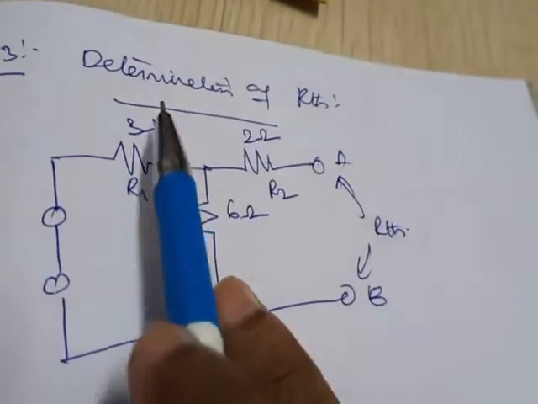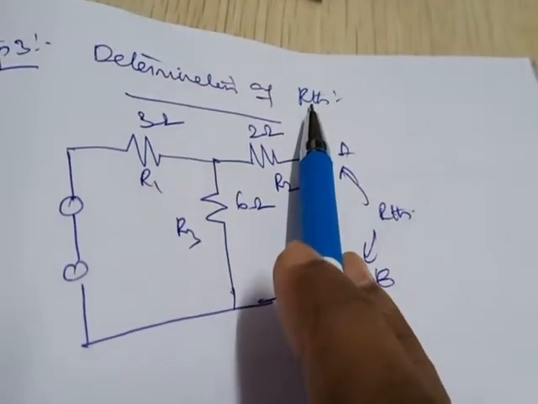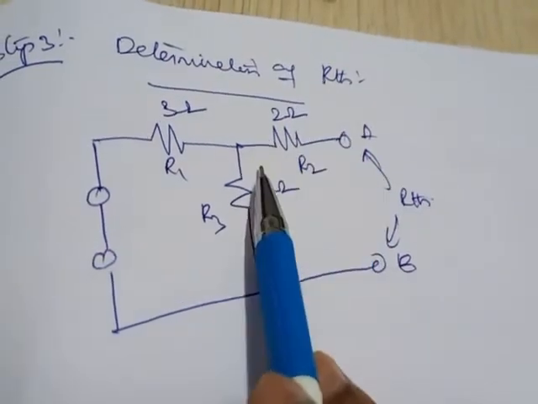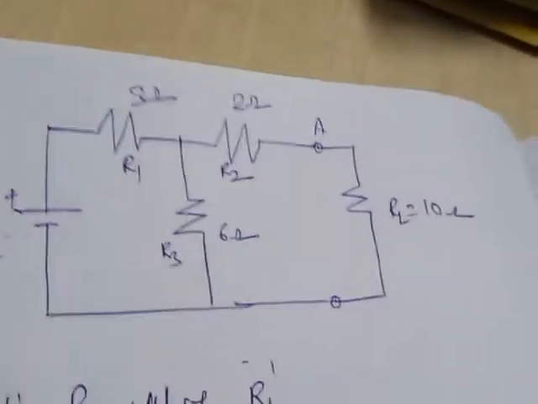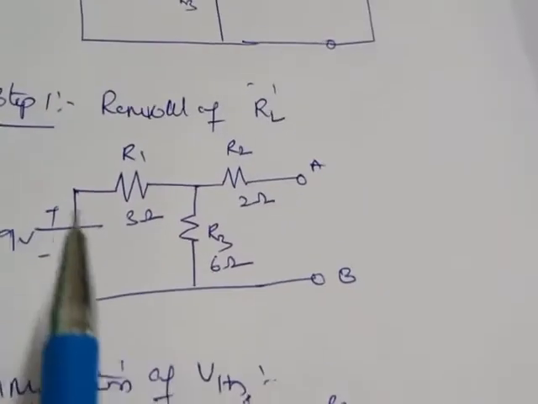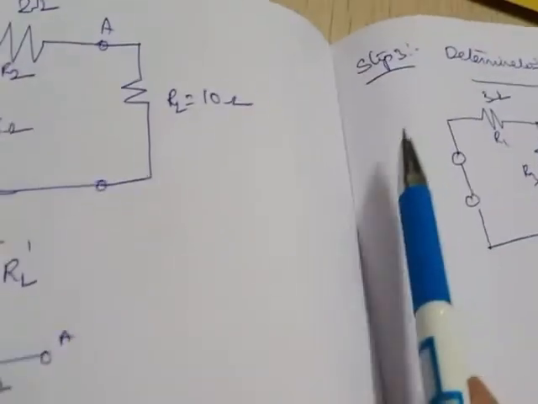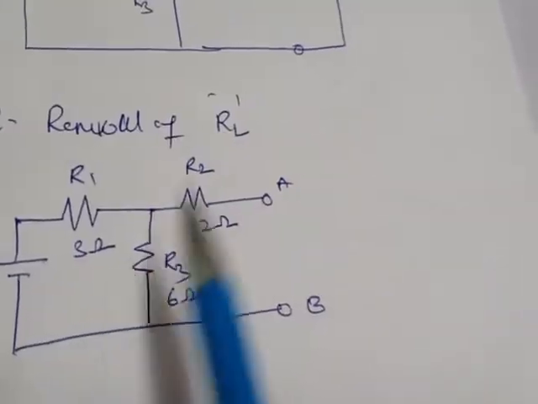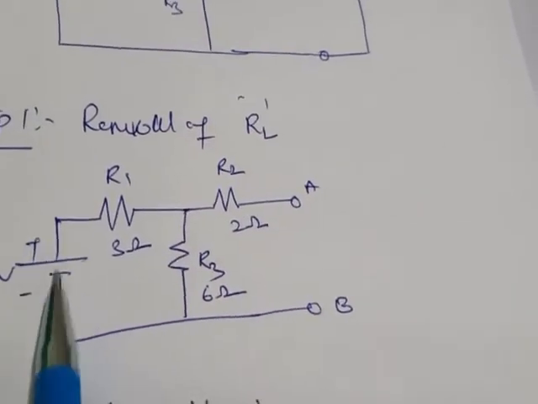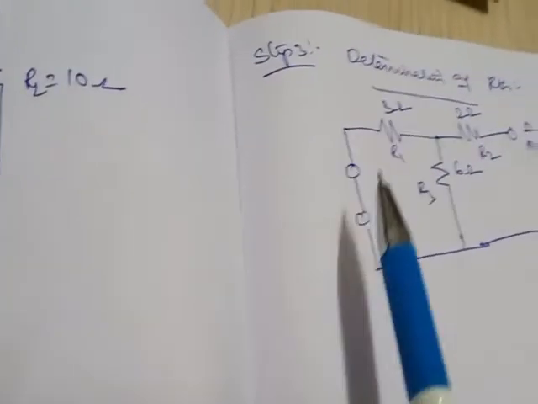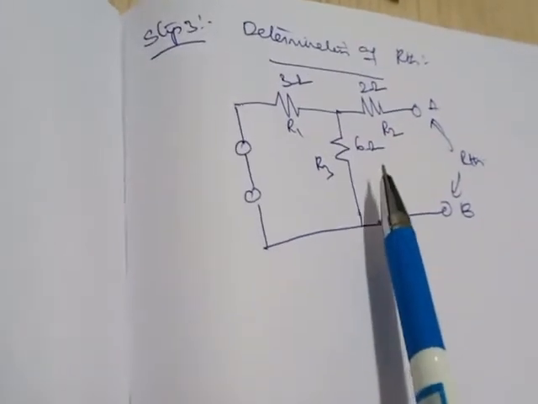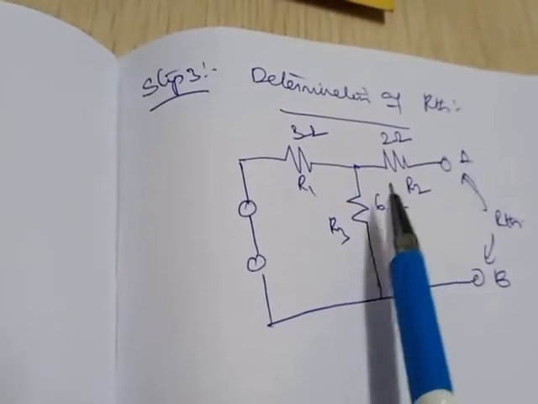Now step 3, you need to find the determination of RThevenin. For that you need to consider the same circuit which you considered in case 1. Whenever there is a voltage source you need to short circuit it, and whenever there is a current source you need to open circuit it. But here we have only a voltage source. The voltage source has to be short circuited, and this network should consist only of resistive elements. So R1, R2 and R3.